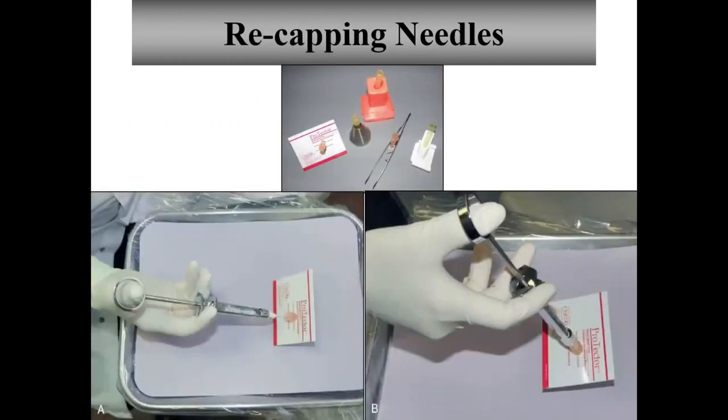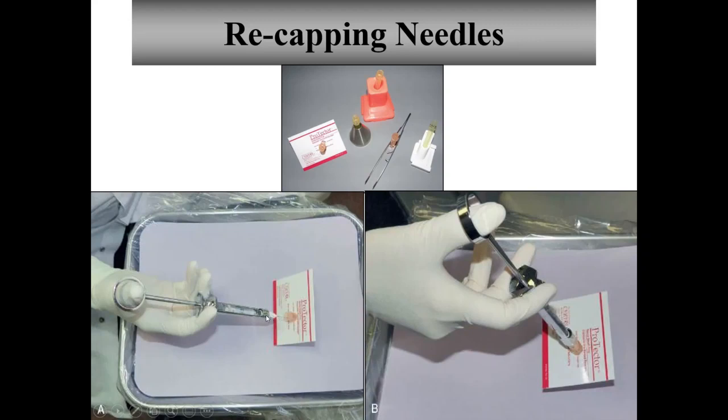So this is the proper way to recap. In private practice, you're probably going to have one of these nifty little devices where you just line up your needle directly over the needle cap, and it goes right in it. These tend to disappear from clinics, so we don't use them. We use the cardboard, which is fine. It works just as well.